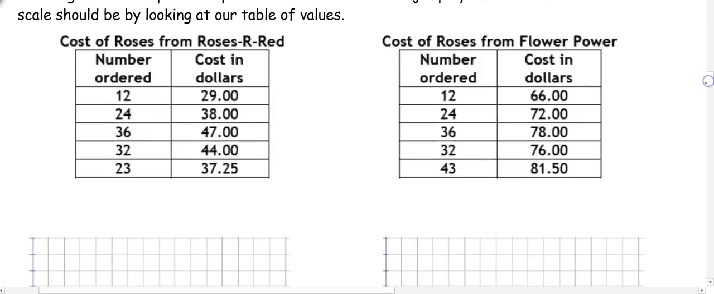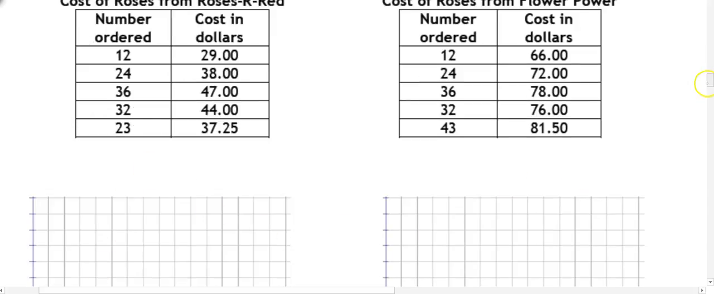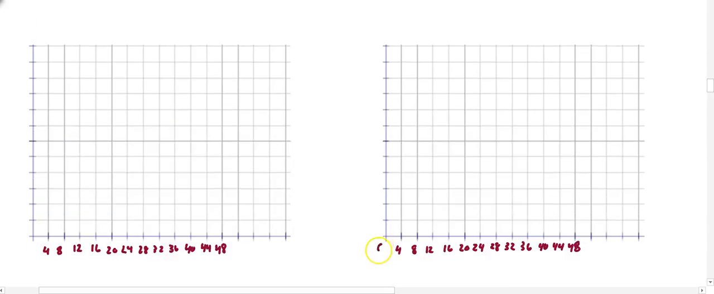Then I look at my money, and my money in the first table goes from the smallest number of 29 to 47. And in this table, we're going from 66 to 81. If I want to make sure that my table is equally comparing the prices, I need to use this same scale for both graphs. So a good number to go by on the y-axis might be tens. So remember that our corner is 0, 0, so I'm going to go 10, 20, 30, 40, 50, 60, 70, 80, 90, 100. I'm going to do that on both graphs so that I have my points labeled.